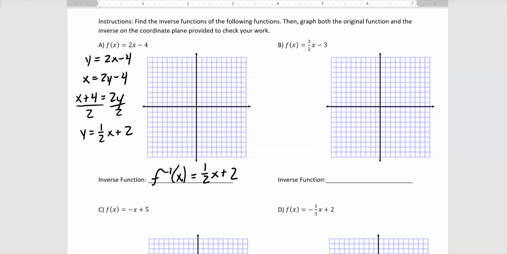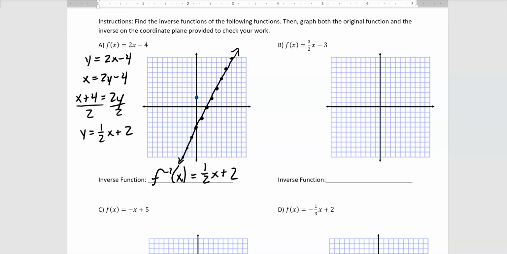2x minus 4, we'll have a y-intercept of negative 4. It'll go up 2 and right 1, up 2, right 1, and so on, then down 2, left 1, down 2, left 1. There we go. And we can connect those dots like so. Lovely.